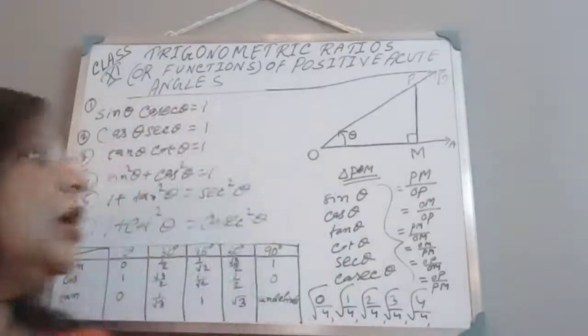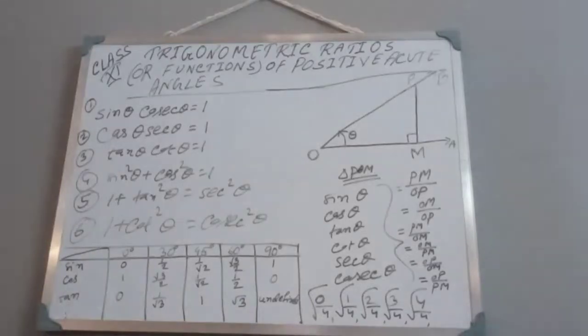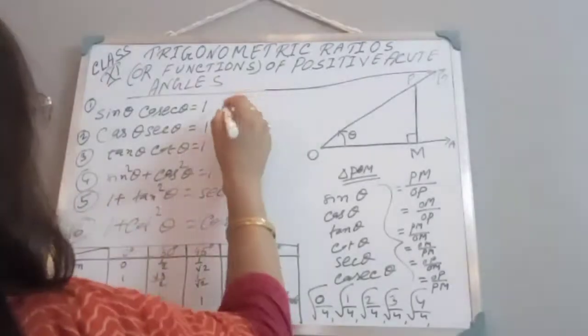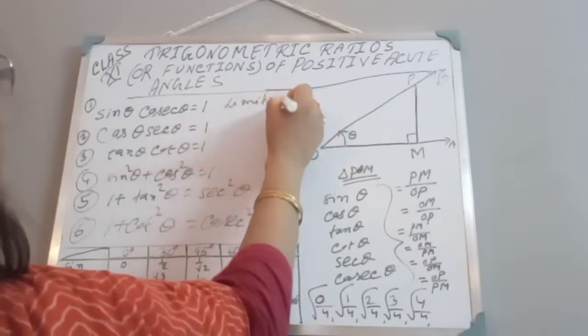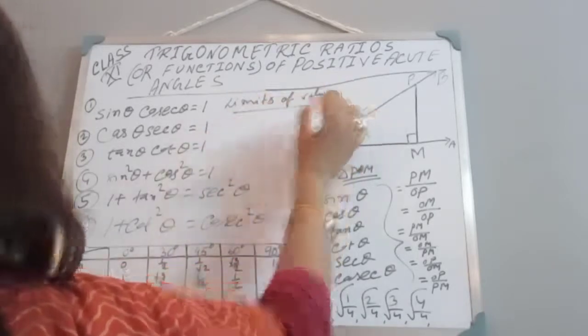Okay. So this we have already completed in class, in our previous classes. Now one thing, limits are there. What are the limits? Limits to the values of ratios. What are the limits? Limits of values.